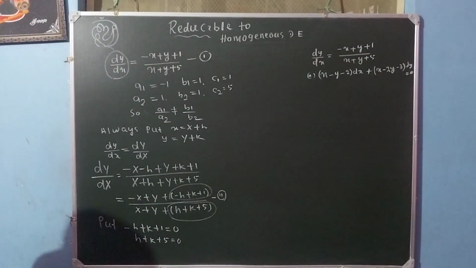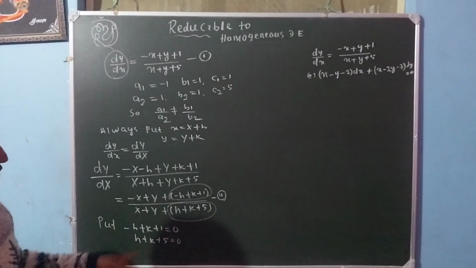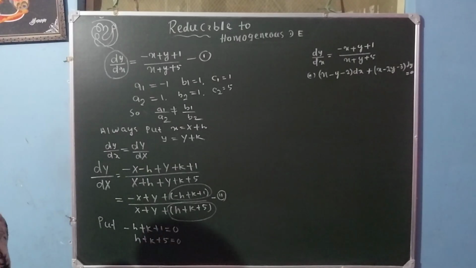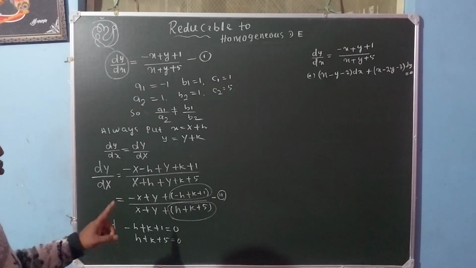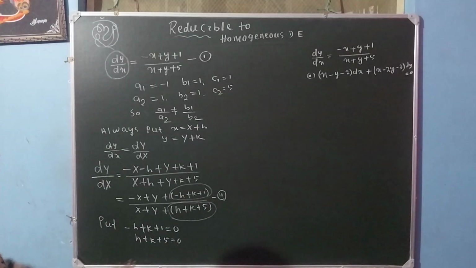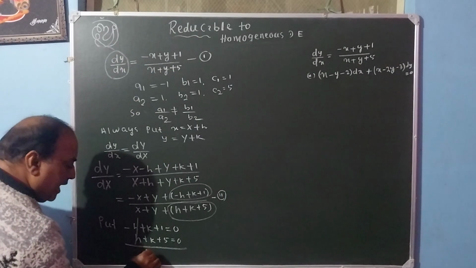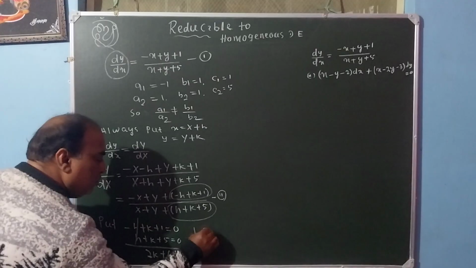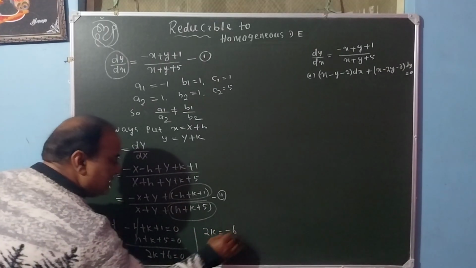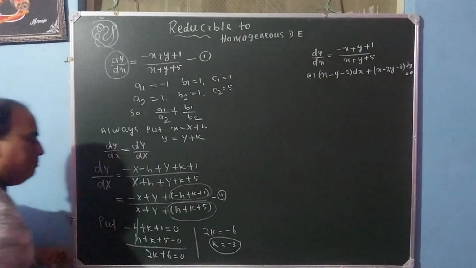Our aim is to find the values of h and k. So these are simultaneous linear equations. They can be solved by three methods: elimination, substitution and cross multiplication. Out of the three methods, you can adopt any one method. Now we add: minus h plus h cancel, 2k plus 6 is equal to 0. That implies 2k is equal to minus 6, k is equal to minus 3. The value of k comes out to be minus 3.